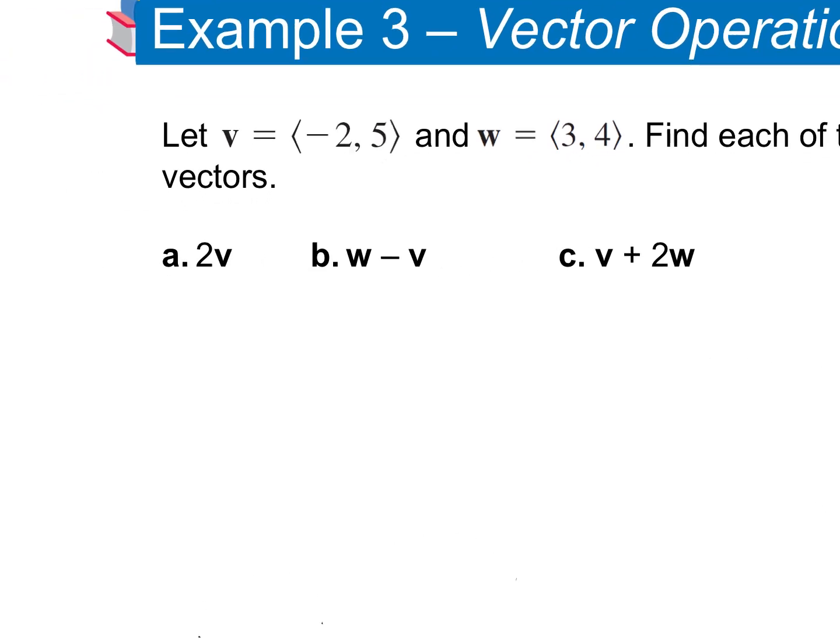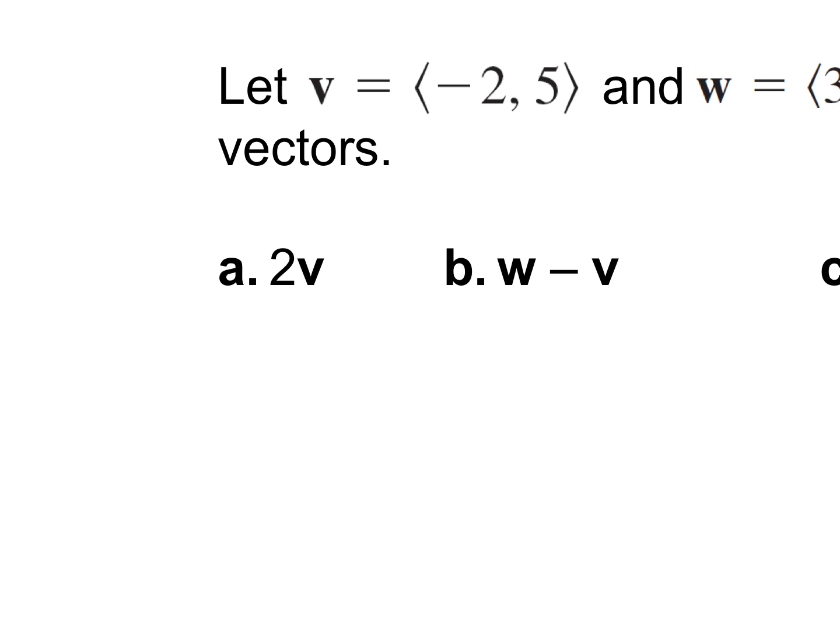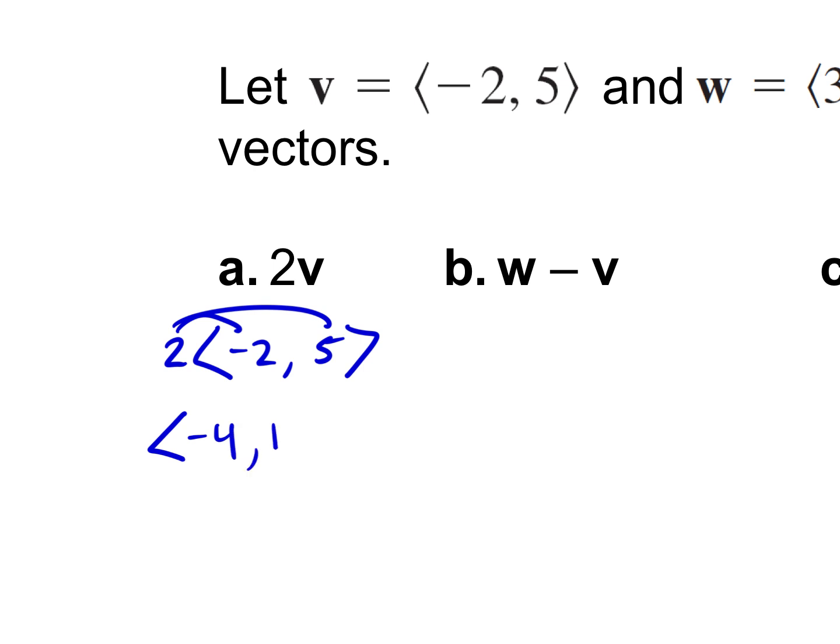Let's look at example 3. We have vector v and vector w. We want to find 2v. So since I'm multiplying by the scalar of 2 here, I have 2 times vector v, which is -2, 5. I just distribute that 2 to both numbers on the inside, so my new vector would be -4, 10.